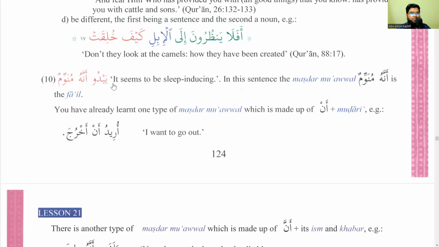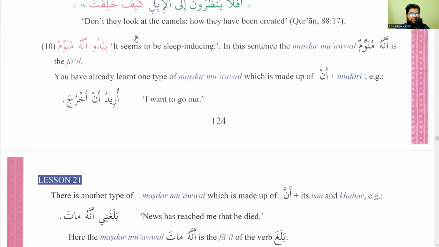10th. He's explaining bada yabdu, it appears, like yabdu annahu munawwimun. It seems to be, appears. Bada yabdu is to appear. In this masdar muawwal annahu munawwimun is the fa'il. This whole thing. Anna and ismu anna and khabar anna, this whole thing is the fa'il. Because masdar muawwal can also be anna and its ism and khabar. So we learned only one masdar muawwal, an plus fi'l mudari. But anna can also be used with its ism and its khabar as fa'il or masdar muawwal.